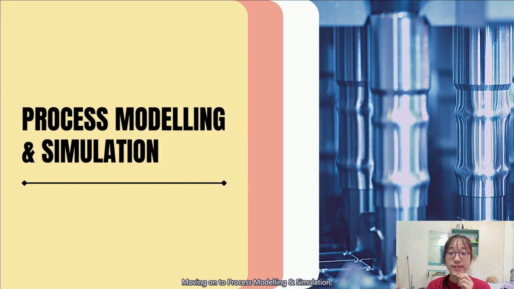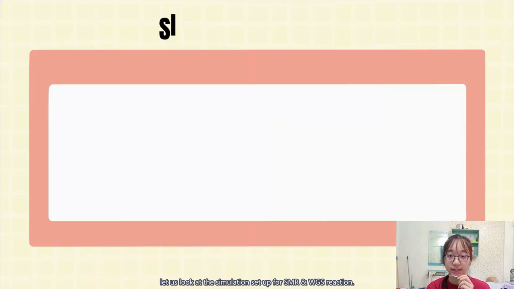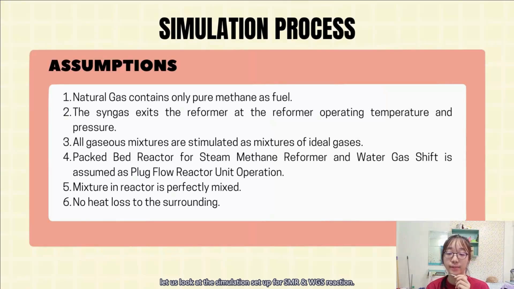Moving on to process modeling and simulation, let us look at the simulation setup for SMR and WGS reaction. Assumptions made are natural gas contains only pure methane as fuel. The syngas exits the reformer at reformer operating temperature and pressure. All gas mixtures are simulated as mixture of ideal gases. Packed bed reactor PBR is assumed to be plug flow reactor PFR in this simulation. Mixture in reactor is perfectly mixed and no heat loss to the surrounding.